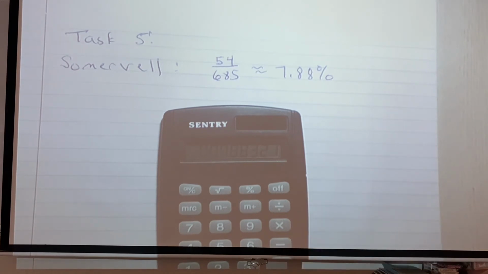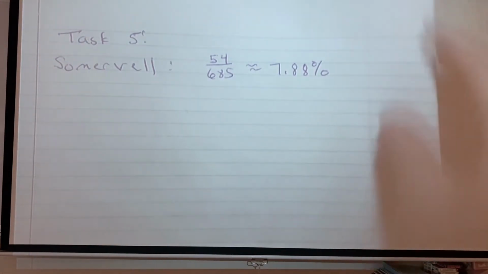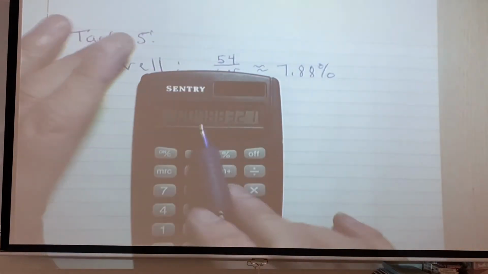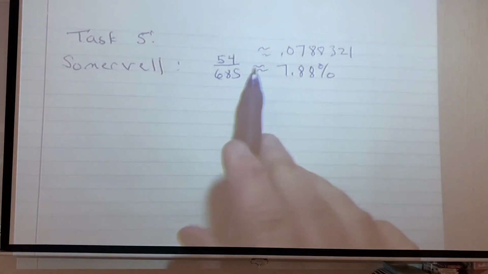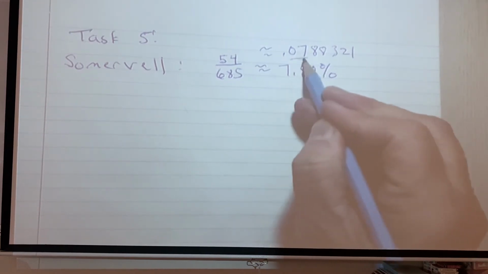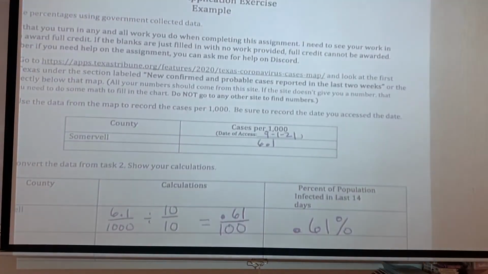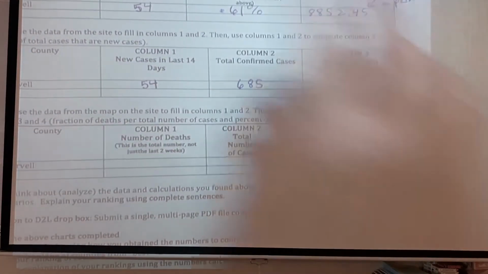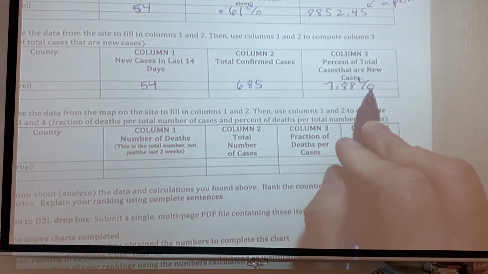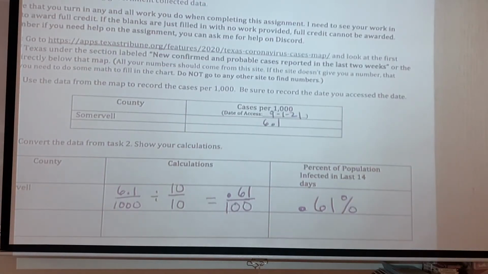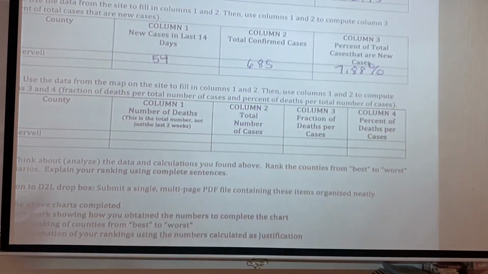This rounding business is why we end up with half a person as part of our population. So there's my work, but I'm going to go back to my chart. Notice that this was equal to 0.0788321, but then I turned it into a percent by looking out to the hundreds place. So 7.8%. Be sure and put percent signs when you mean it, and not percent signs when you don't mean it. Okay, last one. So 7.88% of their cases have happened within the last 14 days.